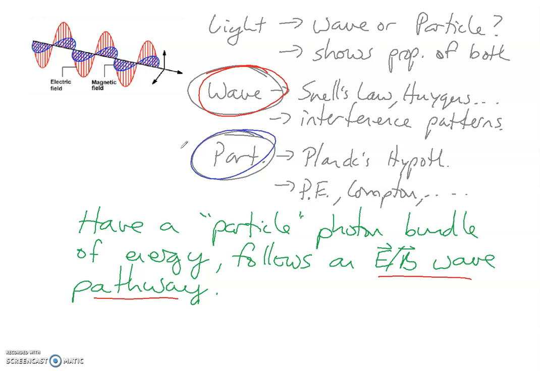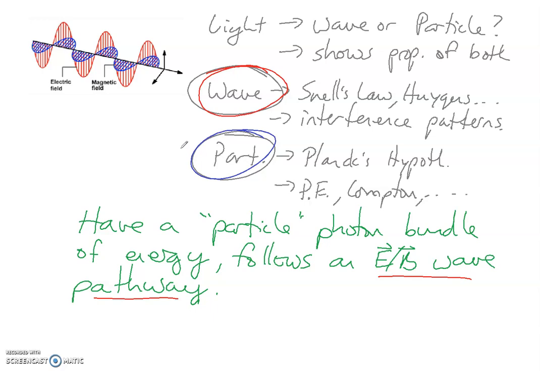But then when you are doing things like the photoelectric effect or the Compton scattering or the pair production annihilation, where you actually have collisions, well, then you're working with the particle nature of the light. It's going along that wave pathway, but you're letting that particle slam into stuff.